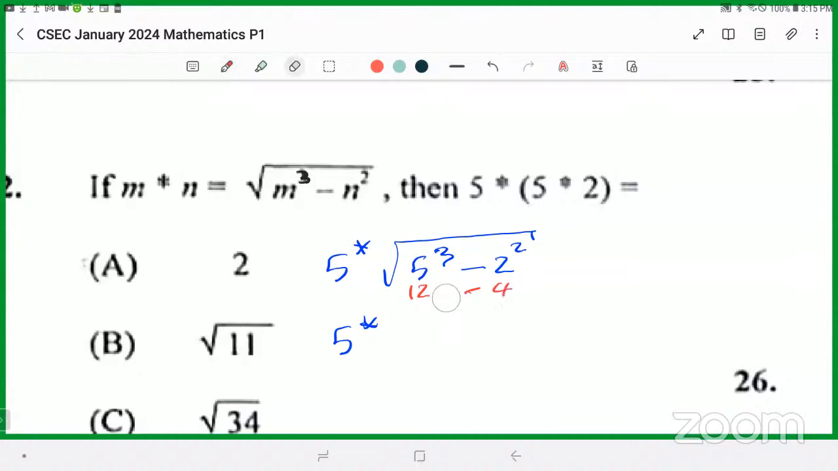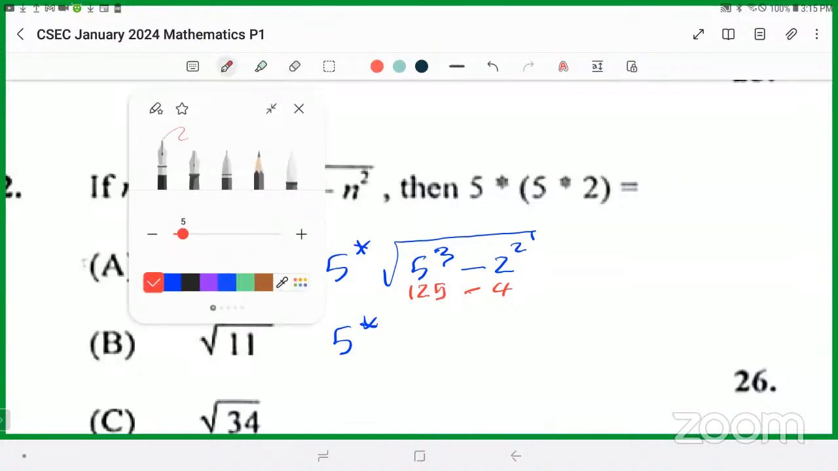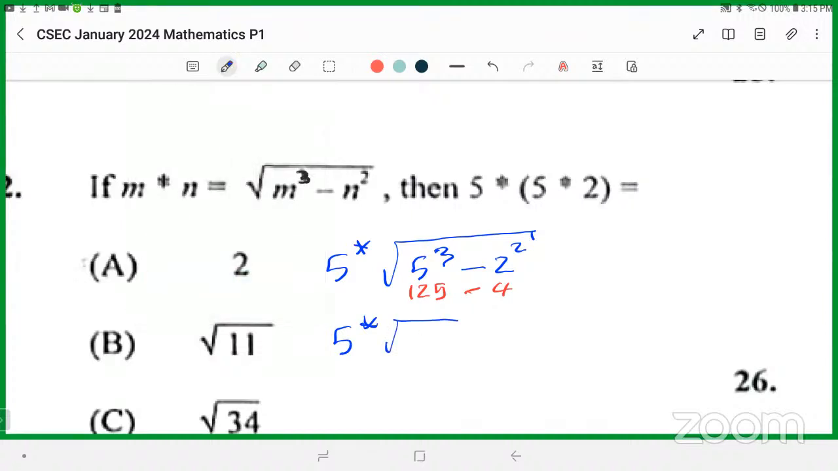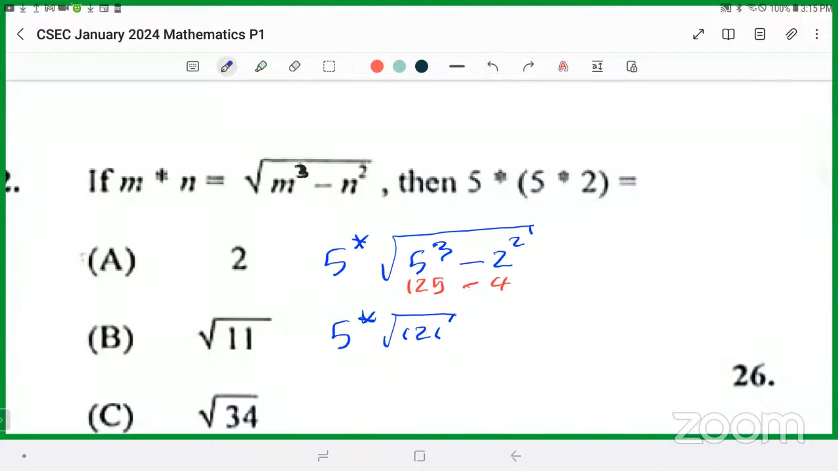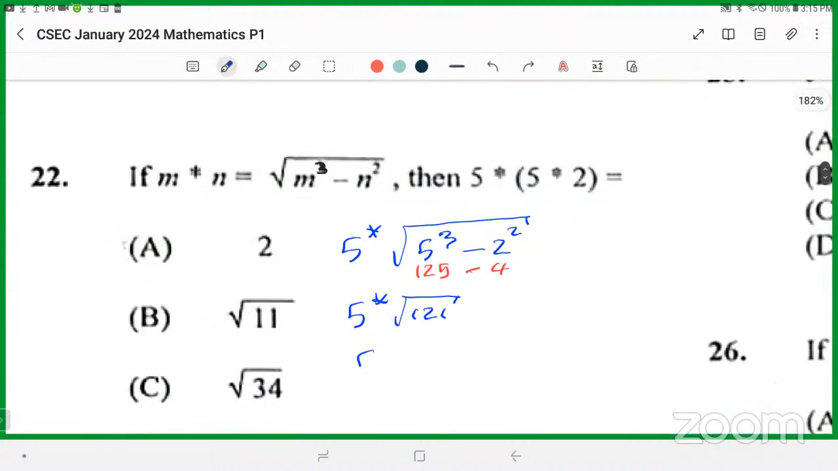125 minus 4 is 121. So it's doing this with 121 right here. The square root of 121 is 11. So we're really doing 5 star 11. And you have to work this out now again with the square root business, right?